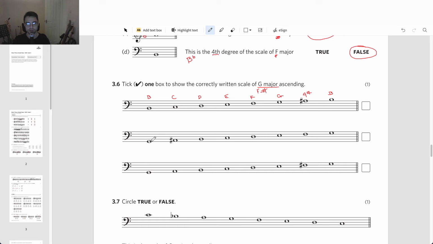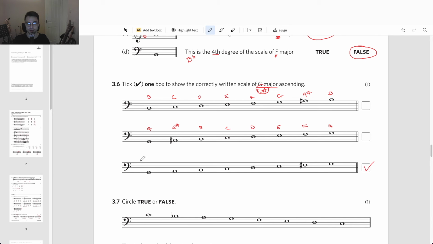All right. What is this note here? That's a G. All right, so it could be this one. And of course, keep in mind that we're working in bass clef for all of these. So G, A, sharp. No, it's not going to be that one. Remember, we're looking for an F sharp. B, C, D, E, F, and G. So this is our answer down here.